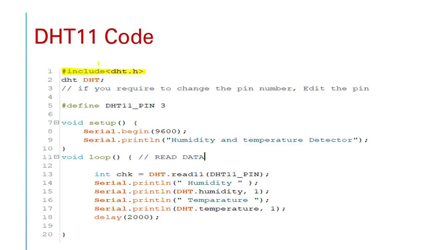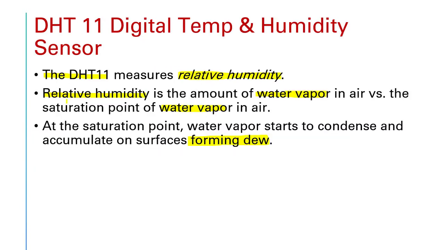For that purpose we have used the line #include dht.h. Then we need to create an object of this, so I have created an object DHT with capital letters. If you need to change the pin number, we can change it. Here I have connected according to the physical connection in this particular connection diagram.